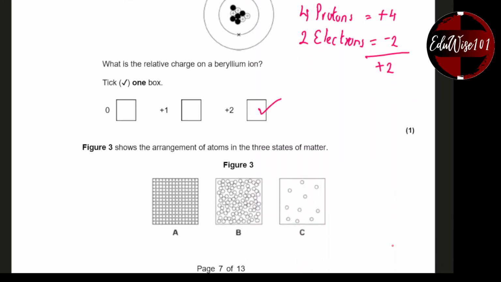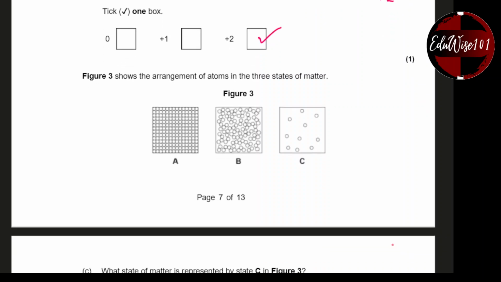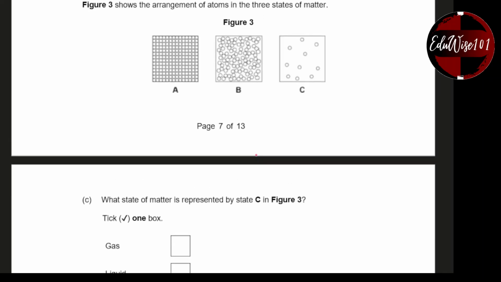Figure 3 shows the arrangement of atoms in the 3 states of matter. So you have A, B, and C. Which state of matter is represented by C? Well, this is the solid, because you have the particles closely arranged in neat order. That's the liquid, and this is the gas. C would be the gas.